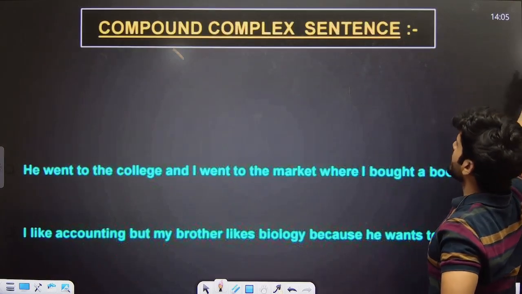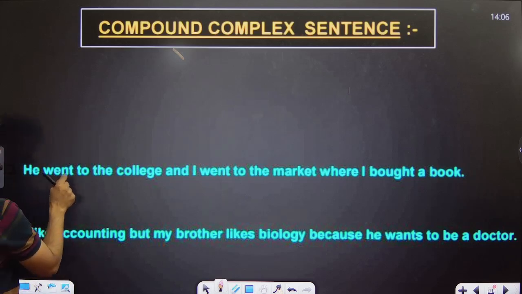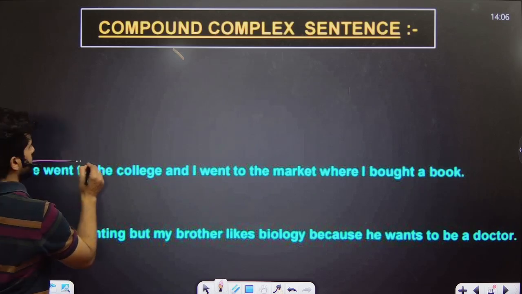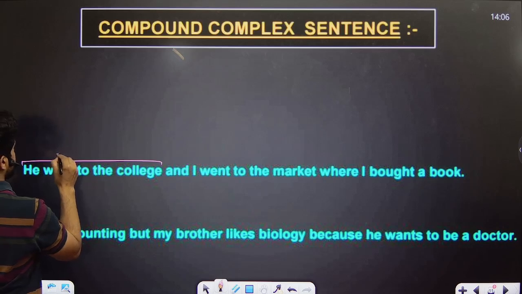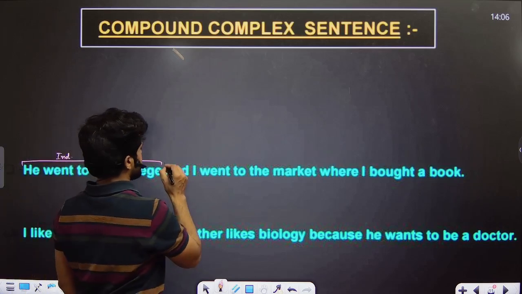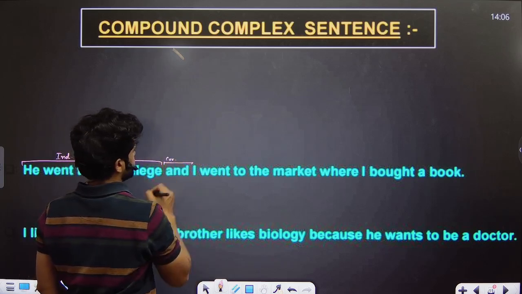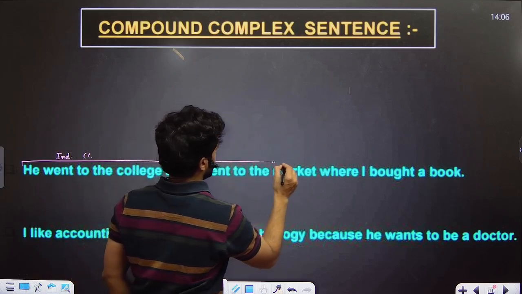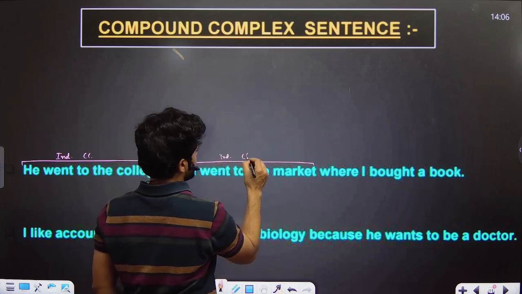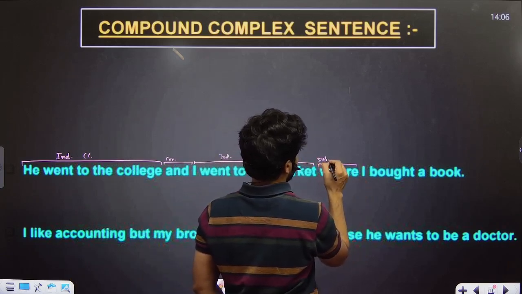Now comes the compound complex sentence. He went to the college. Is it giving you the proper information? Yes. He went to the college. That is an independent clause. And this is what? Coordinating conjunction. I went to the market. This is what? Very good. Independent clause. Where? What is this? Subordinating conjunction.